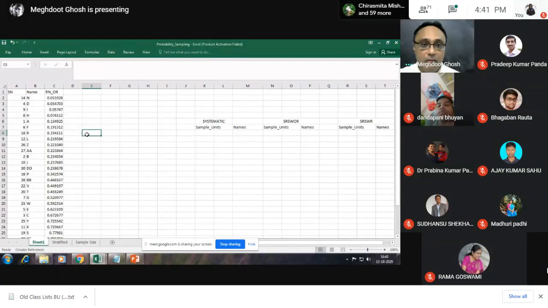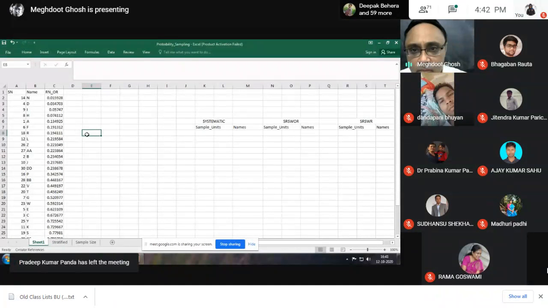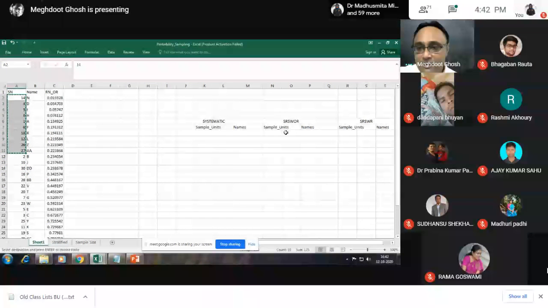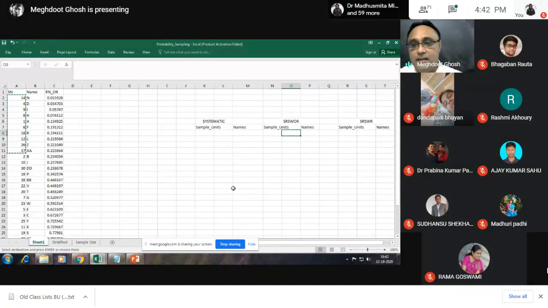Now the question is, beforehand, we don't know from this serial number whom to select and whom not to select, or whom will actually get selected. We don't know that. So we will be selecting these 10 people from here. We are copying it and let me paste it over here.